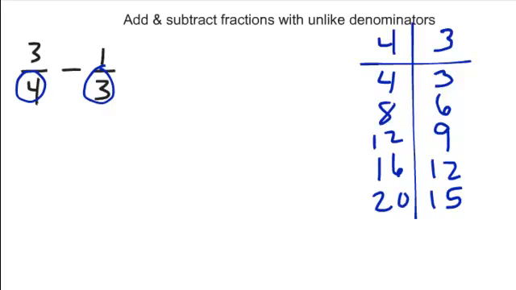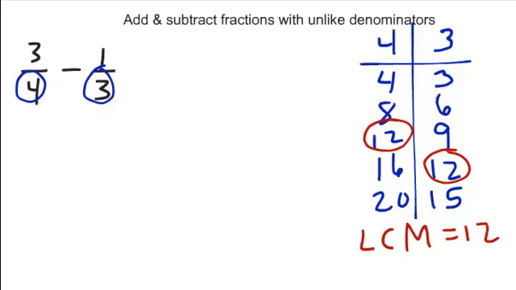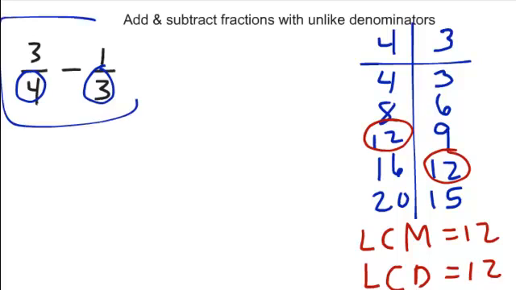And as you probably already noticed, we have a common multiple, and that is 12. And not only is it a common multiple, it's the smallest common multiple, so we can call that our least common multiple. And again, because we're working with fractions, and we're using that as our denominator, it's also our least common denominator. So we're going to go ahead and turn these fractions into something over 12 minus something over 12.